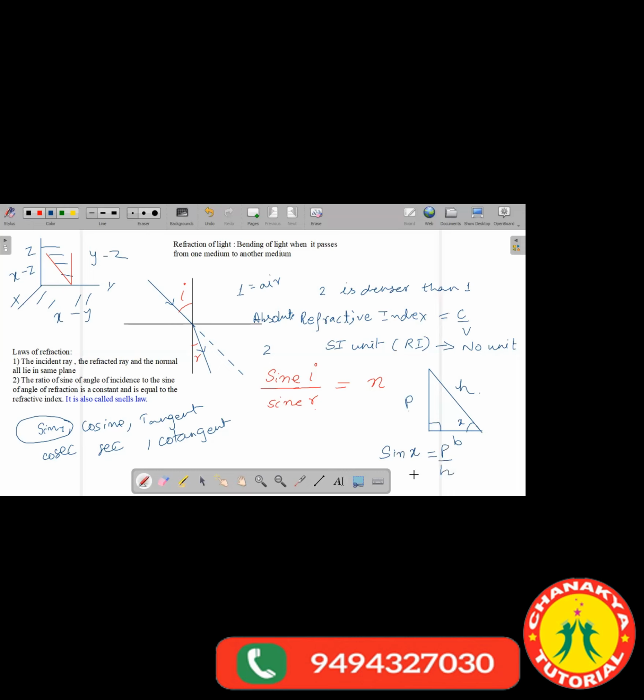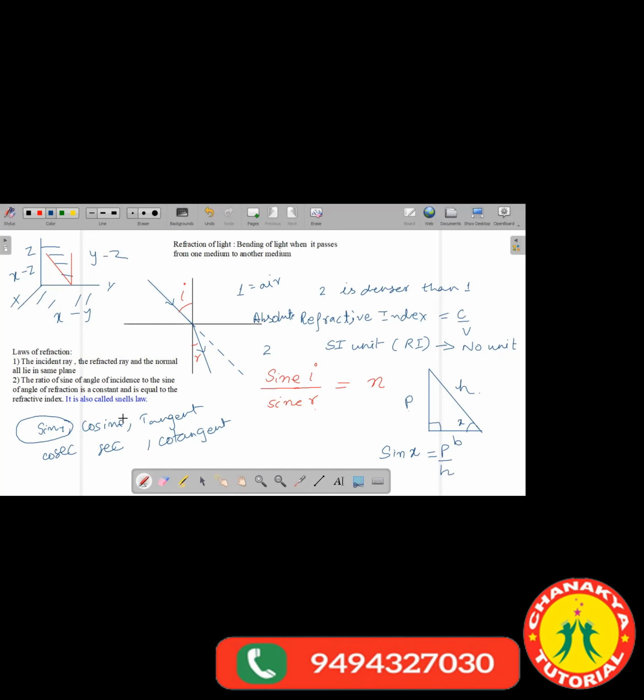And in whatever right angle triangle, if the value of x is the same, the value of sine x will be the same. It will not depend on the height of the triangle, the base of the triangle, or the hypotenuse. It just depends on this angle. So we call this the sine of the angle of incidence.